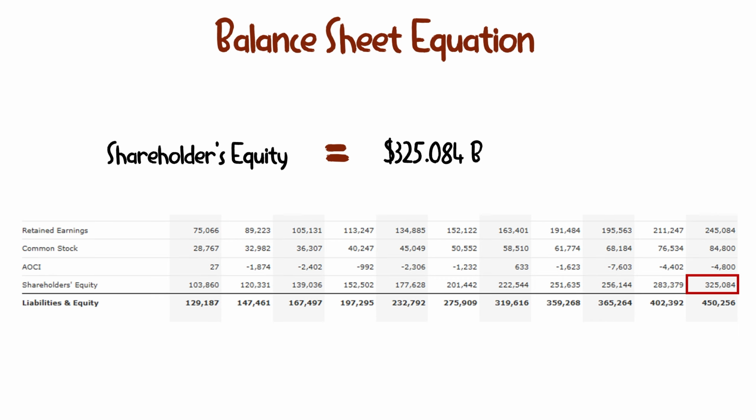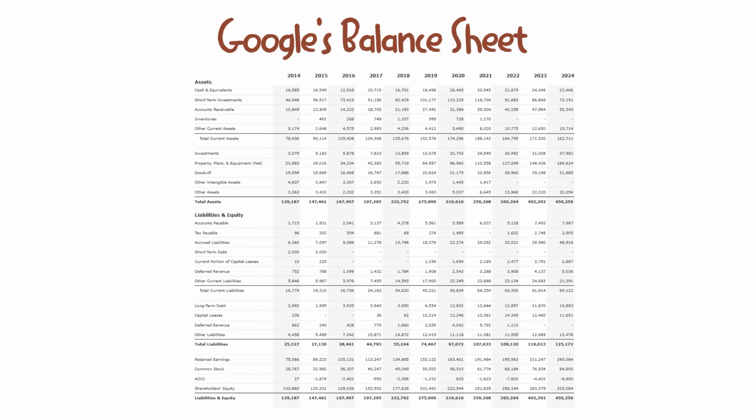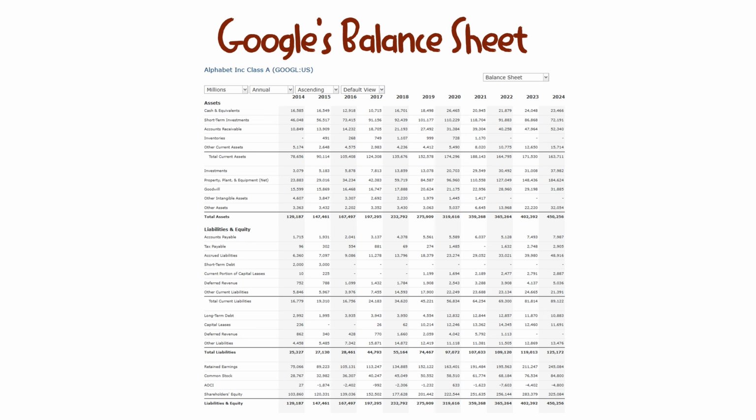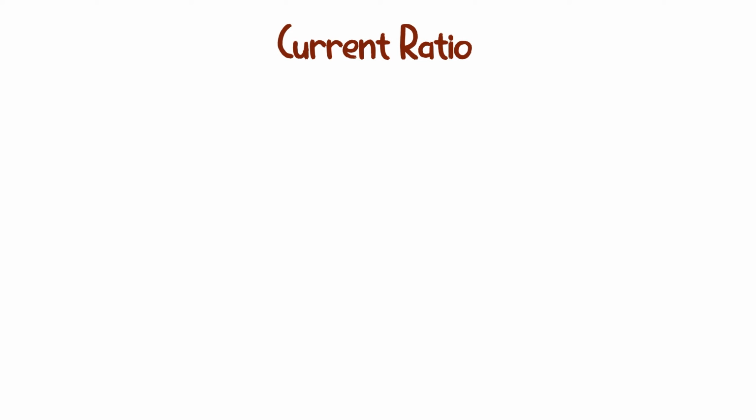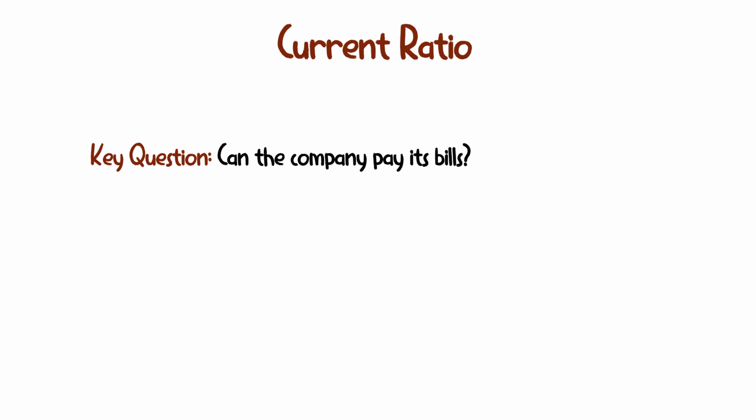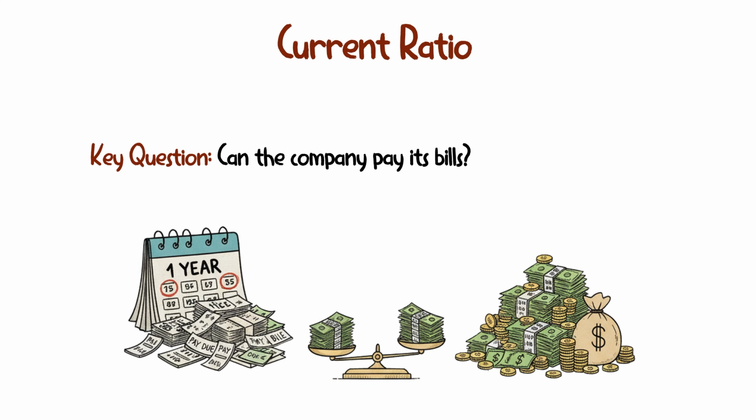Okay, so now that we have walked through the entire balance sheet and understand what all those numbers mean, how do we actually determine if this is a financially stable company? We do that by turning those static numbers into dynamic tools. And one of the most popular calculations investors use is the current ratio. This ratio gives us a quick, clear answer to a fundamental question. Can the company pay its short-term bills?